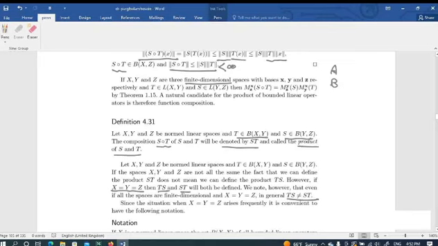Definition: let X, Y, and Z be normed linear spaces, and T belongs to B(X, Y), and S belongs to B(Y, Z). Their composition S∘T will be denoted by ST. So instead of denoting this composition by S∘T, we denote it by ST, and we call it the product, like the product of two numbers. We call this composition the product of S and T.